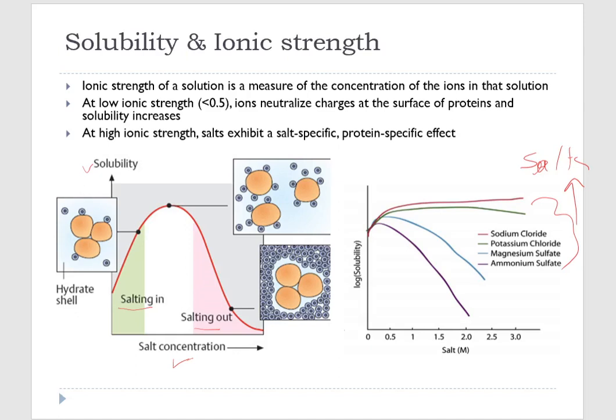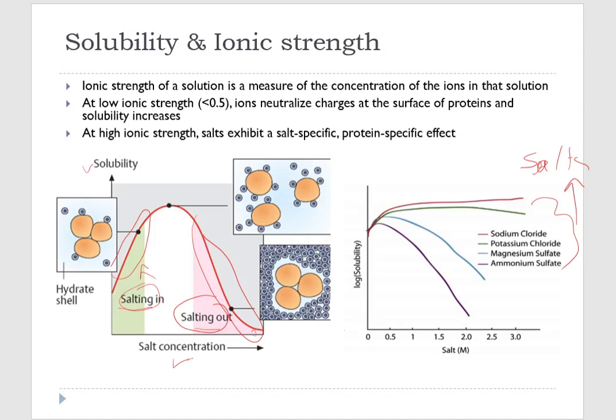So as salt concentration increases, which means as ionic strength increases, the solubility of a protein increases. It's called salting in here. Solubility increases. And as the salt concentration is increased further, the solubility of the protein begins to decrease until a point where the protein is precipitated from the solution here. And it's called salting out.